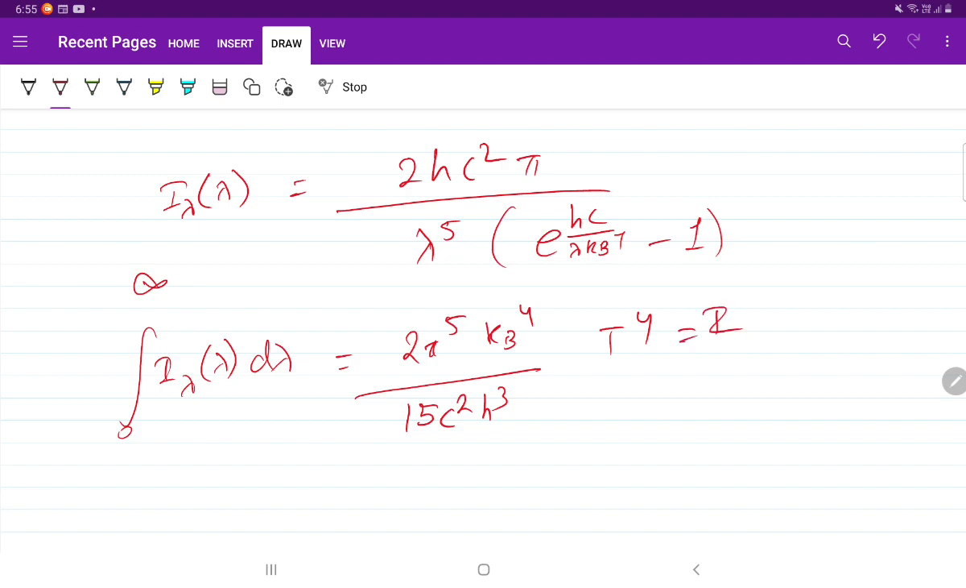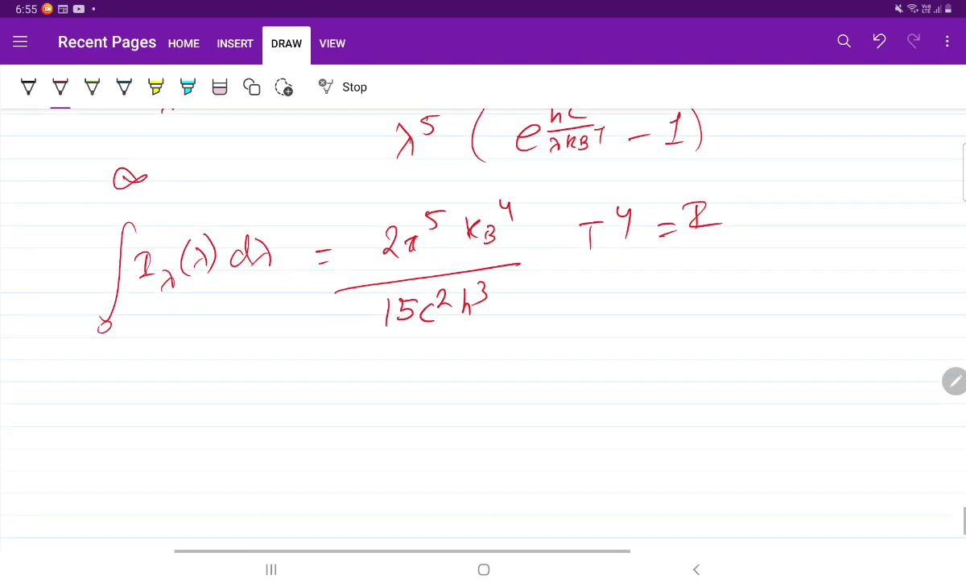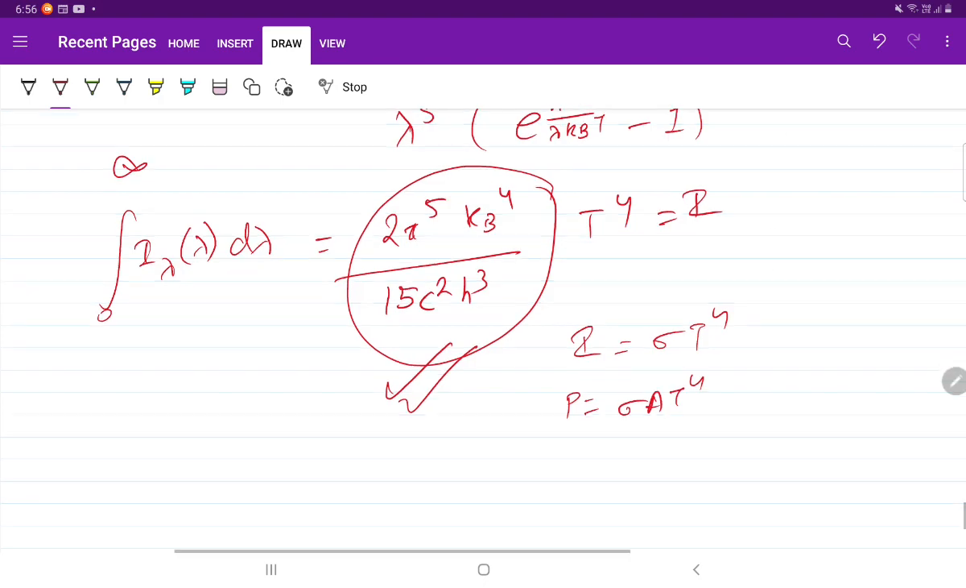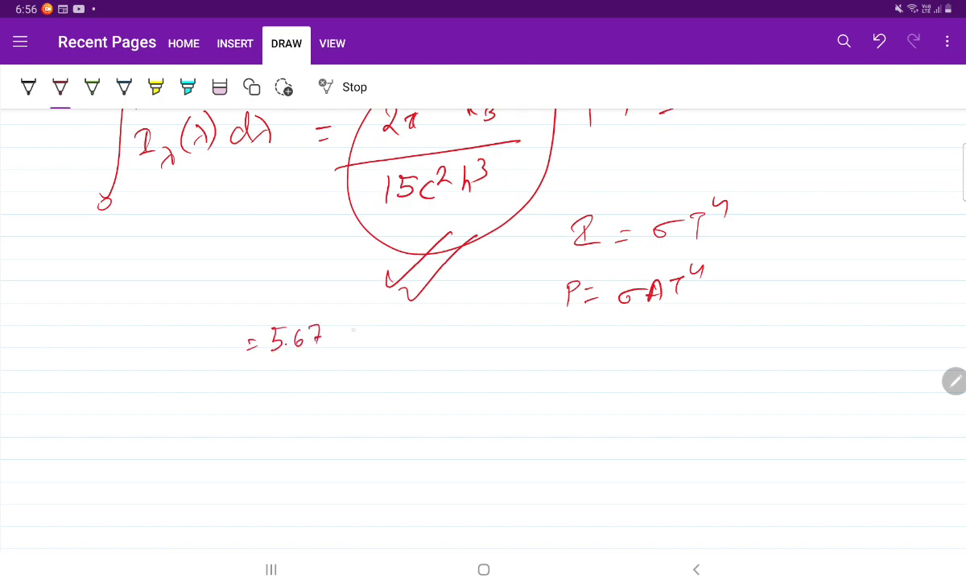And if you remember, Stefan's Boltzmann law, Stefan's radiation law, that sigma T to the power 4 is given as intensity and power is given as sigma A T to the power 4. And here, since we are talking about intensity, we will consider only sigma. So this is the value of sigma. Sigma is equal to 2 pi to the power 5 kB to the power 4 by 15 c square h cube. And this will evaluate out to be 5.67 times 10 to the power minus 8 watt per meter square Kelvin to the power 4, right?